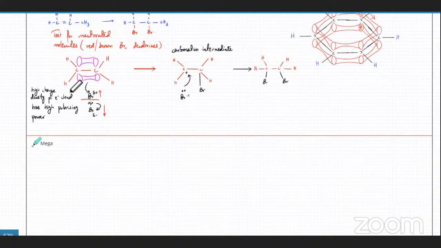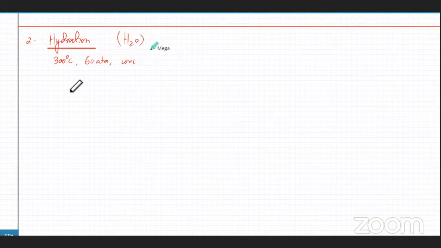So the second reaction was hydration, where you had a reaction with water. The conditions for that reaction were 300 degrees centigrade, 60 atmosphere was the pressure, and the catalyst was concentrated phosphoric acid.